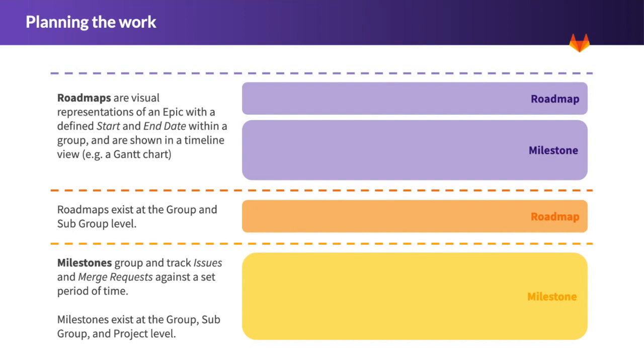Milestones are designed to organize and track issues and merge requests against a set period of time. So the idea behind a milestone is that it's created with a start date and an end date. If you're coming from an Agile environment, you would call this a sprint.